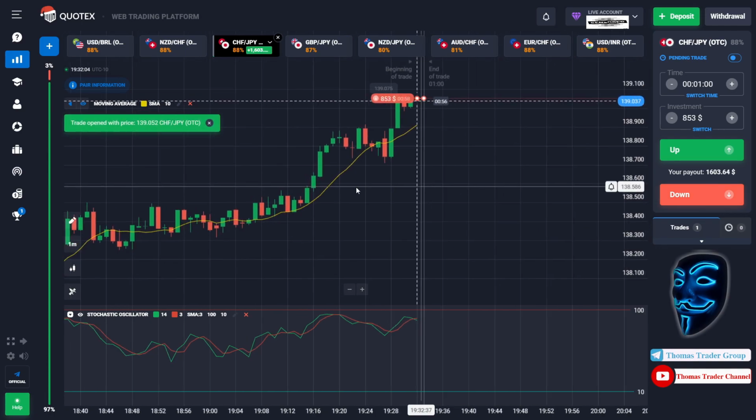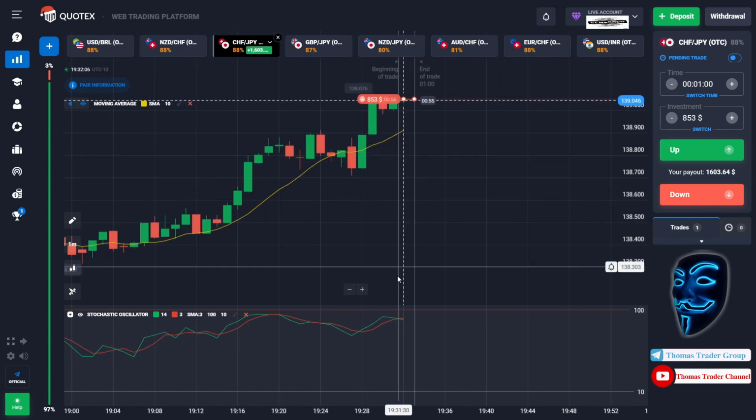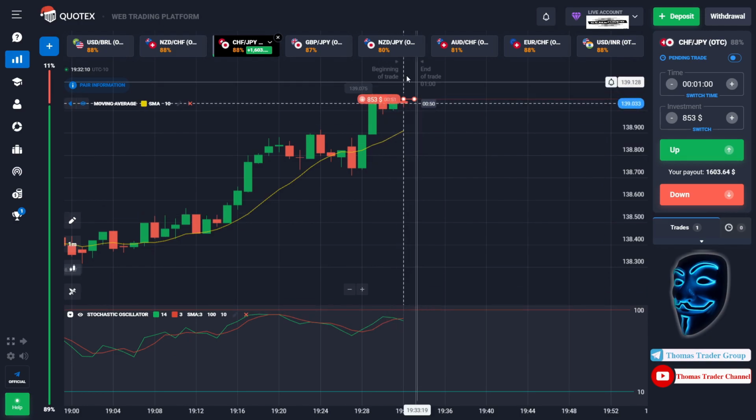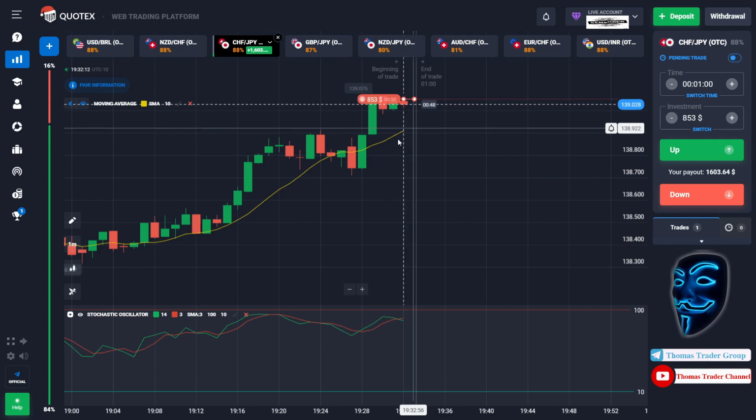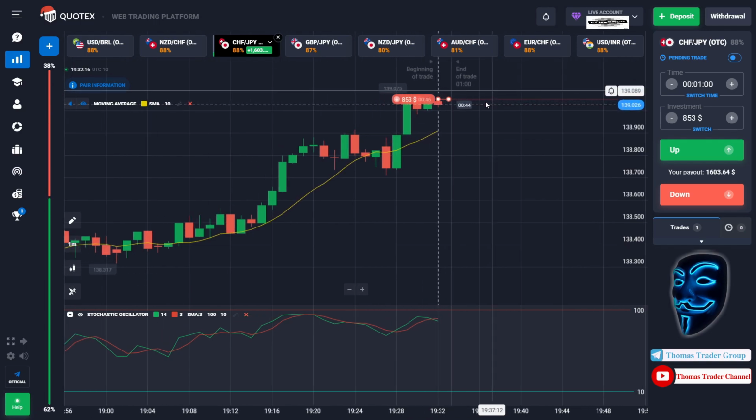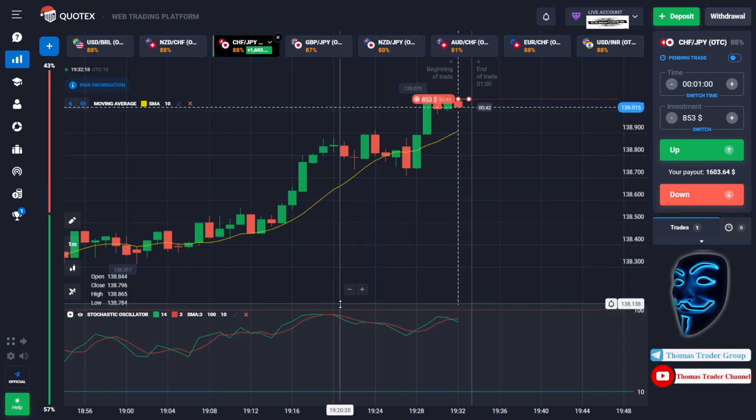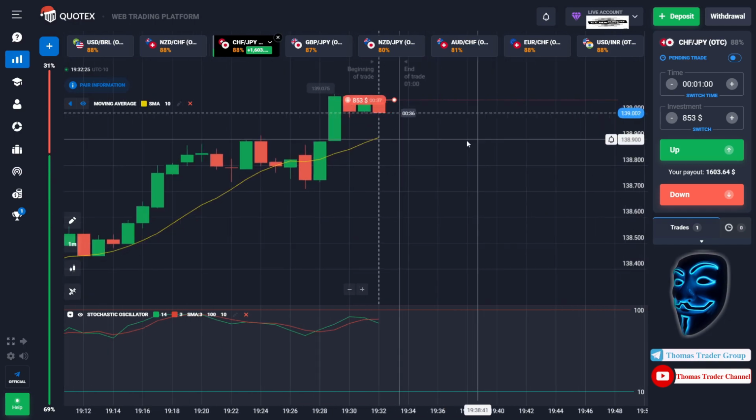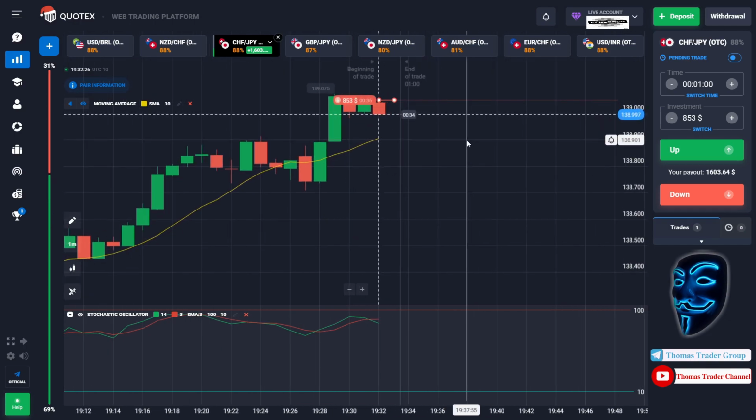As you can see, the market is going bullish, but the market has already touched the overbought area. When the market touches the overbought area, it will make a rebound and it will make a correction to the moving average line before it continue the bullish trend. And here is the example. When the market touches the overbought area, it will make a rebound to the moving average line before it continue the bullish trend. Let's prove it and let's wait till the end of our trade.